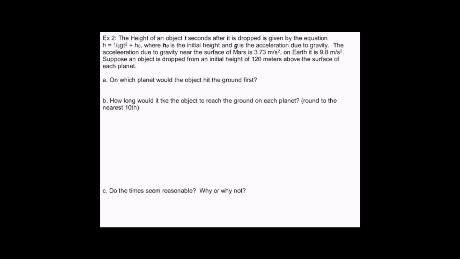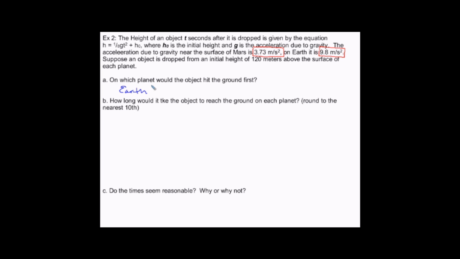Well, acceleration is the key to this. Mars is 3.7 meters per second. Earth is 9.8 meters per second. It means the gravity on Earth is faster, it's stronger. So it'll hit on Earth faster because it's going to fall faster.